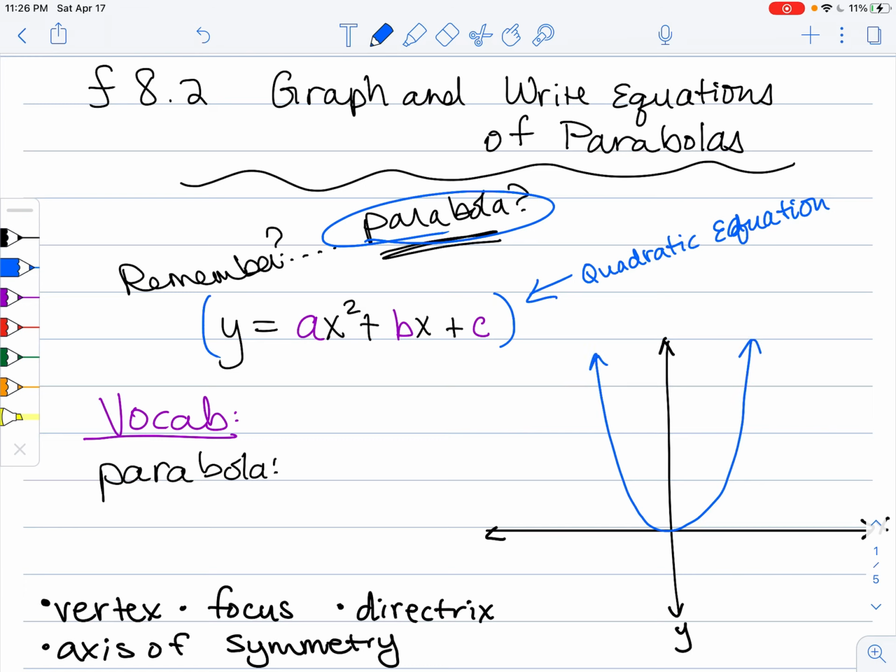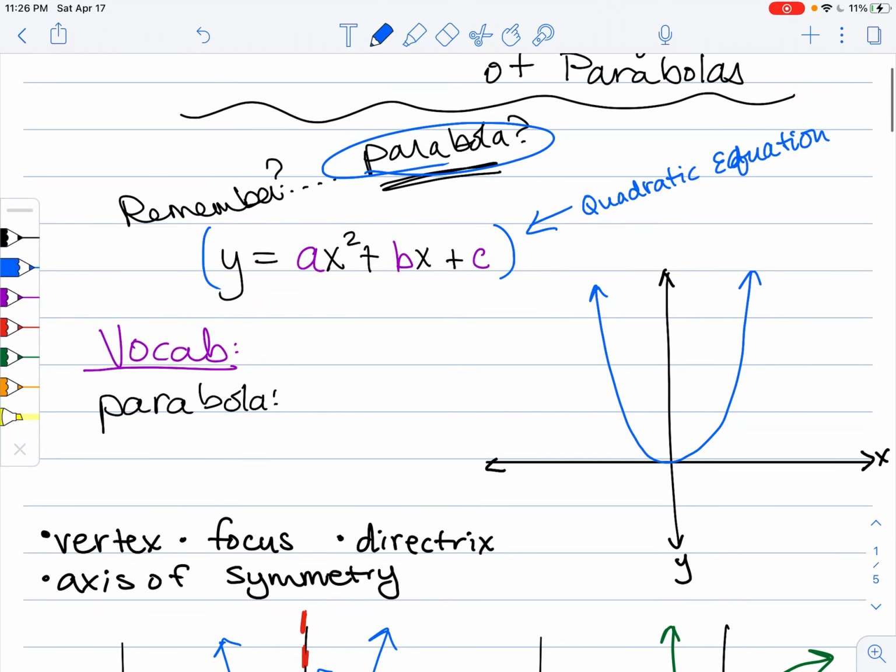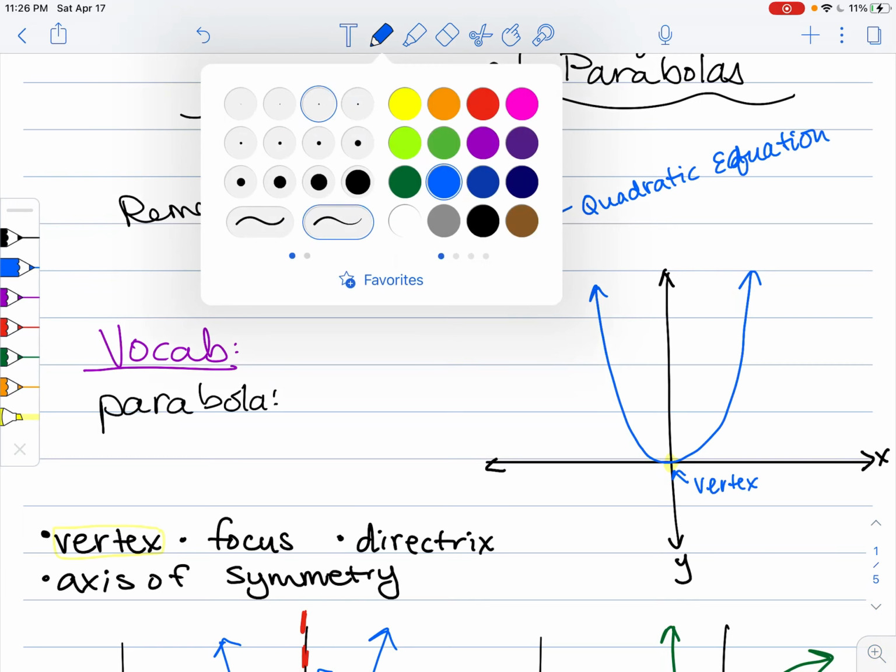Well, there's a bunch of other stuff inside of a parabola that you may not even be aware of. We're used to seeing the word vertex, right? This point right here, we call that the vertex. And that's the point where all the rest of the parabola comes from. But there's all this really important stuff.